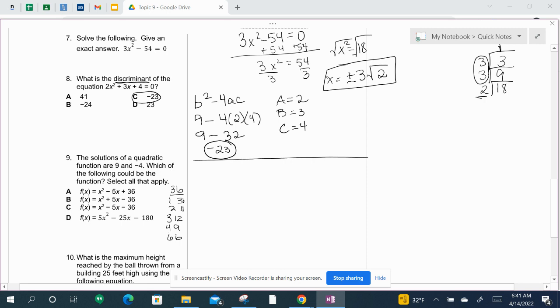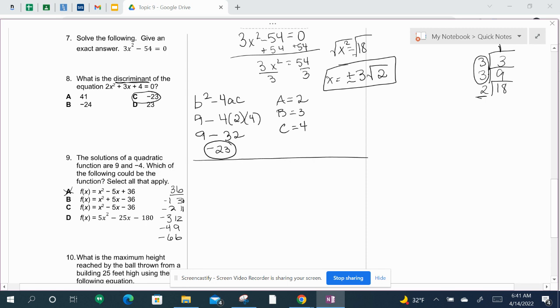All right, on the first one, it's a positive 36. So either everything's positive or everything's negative. And so I'm looking for a pair that adds up to get me negative 5. And quite honestly, I don't see a pair that adds up to get me negative 5 if everything is positive or negative. So I don't think A is going to work. When I look at B, it's negative 36. So that means something's negative.